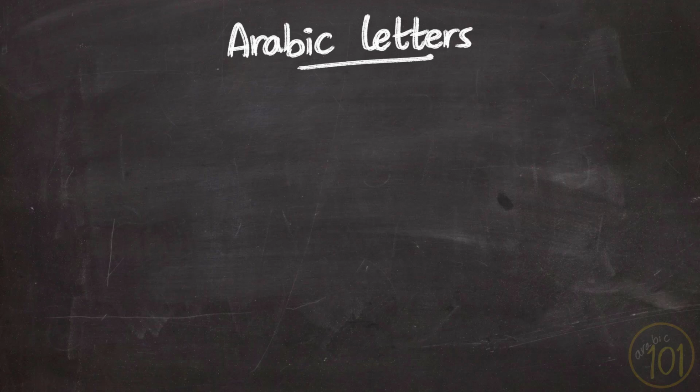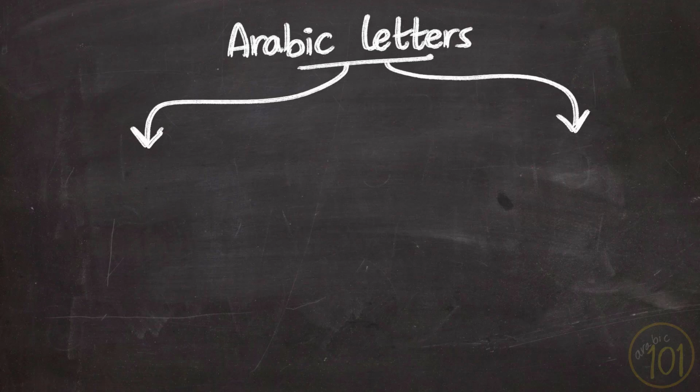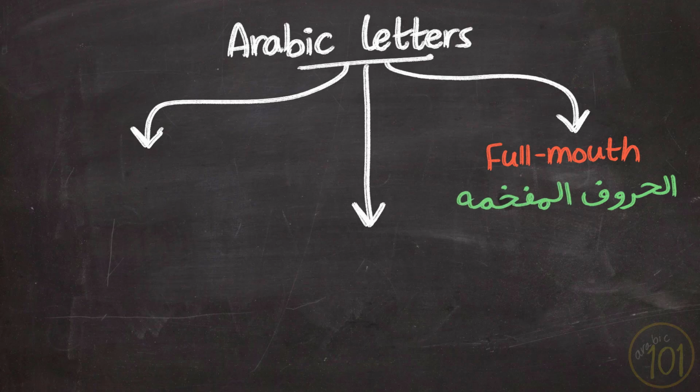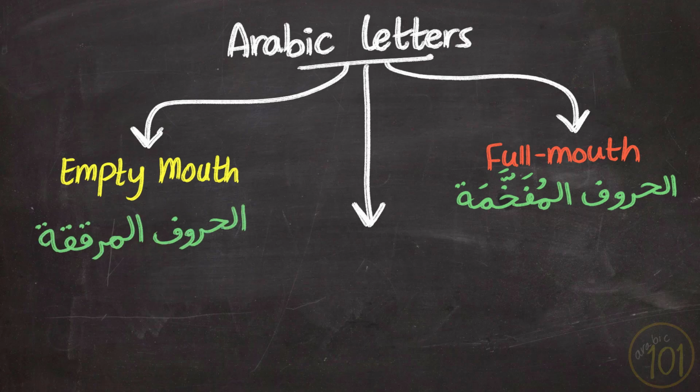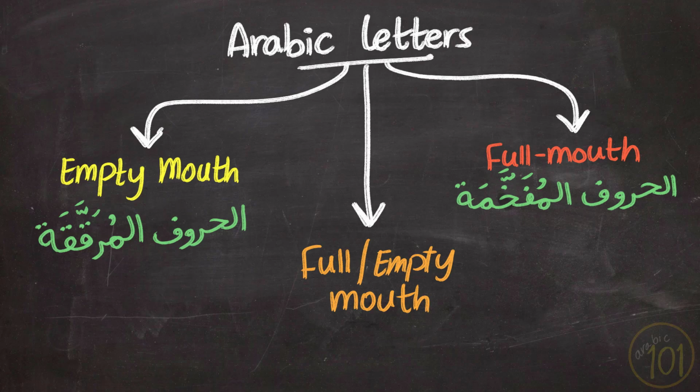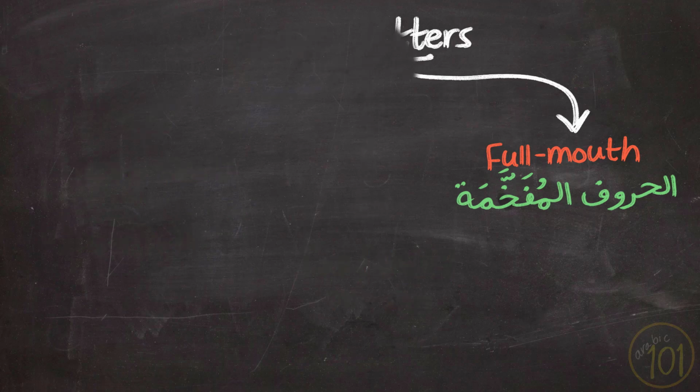So let's get started. First of all, Arabic letters can be categorized into 3 categories when it comes to how you pronounce them when you recite the Quran. First, full mouth letters, or in Arabic, al-huruf al-mufakhama. Second is empty mouth letters, or in Arabic, al-huruf al-muraqqaqa. And last is the letters that can be both. So they could be full mouth or empty mouth. And today we'll learn about the first category, and that is the full mouth letters.